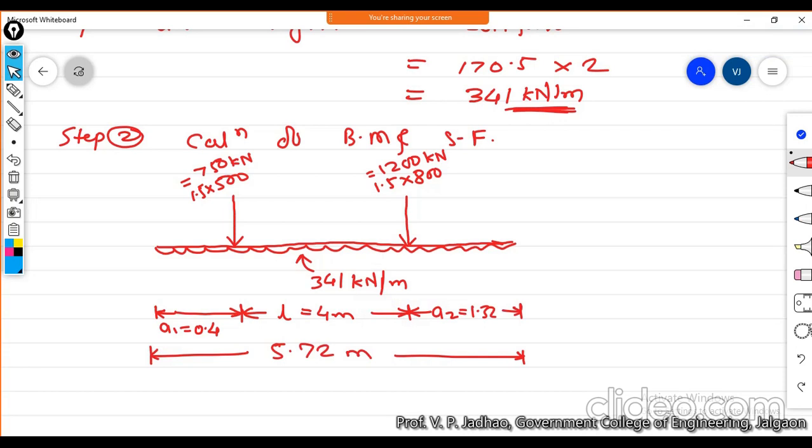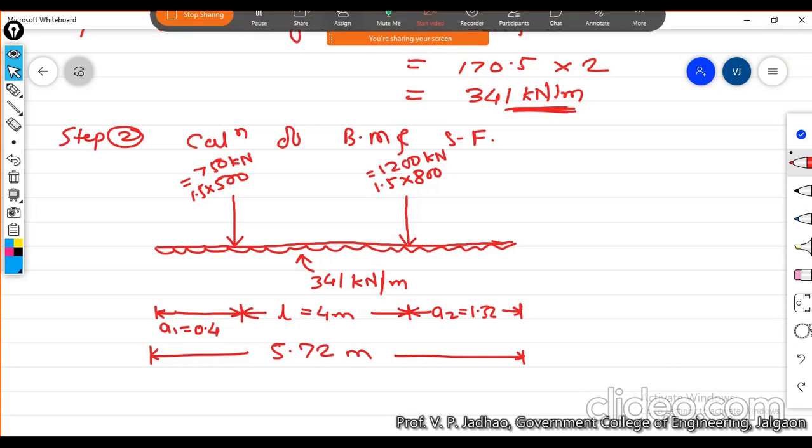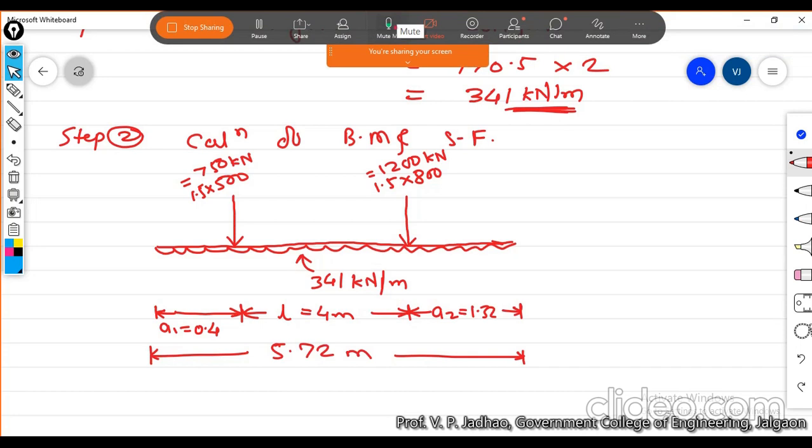Now we are assuming that the footing is acting like a beam which is subjected to this 341 kilonewton per meter load. Just a minute, I have a call.